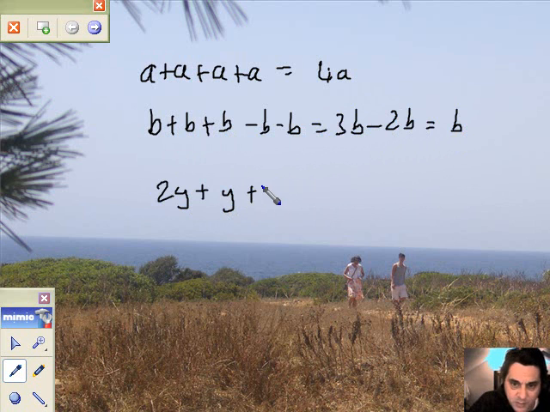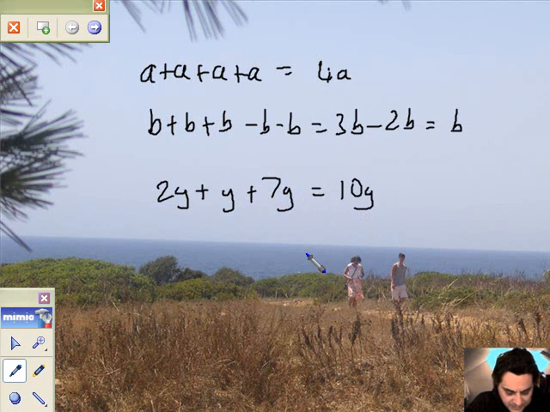2y plus 7y. Look, we all have the same terms here. 2 of them plus 1 of them plus 7 of them. I've got 10 of them. Answer 10y altogether. Make this the last one involving t's.